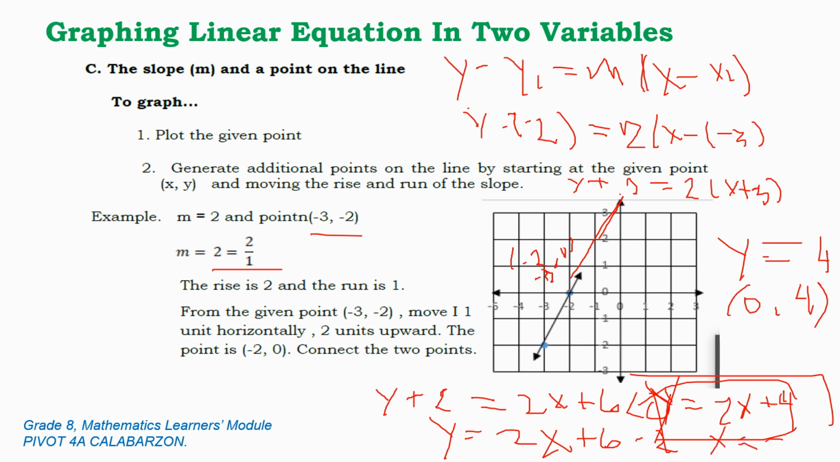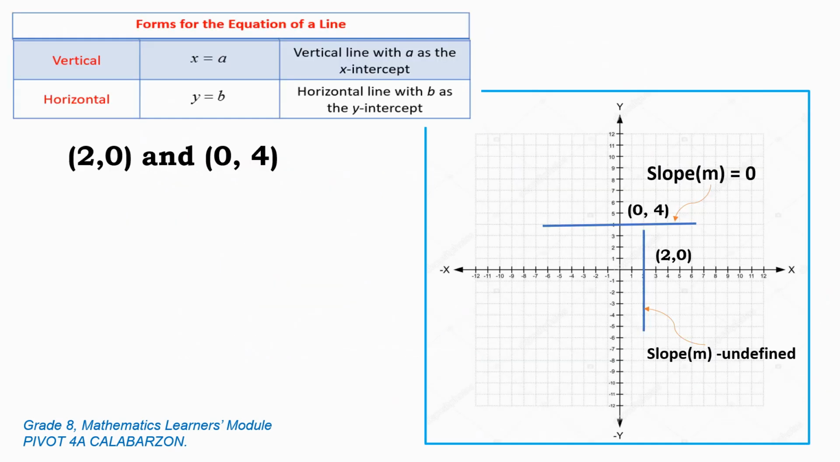Negative 2. Okay, so ito na yan. So nakuha natin dito, negative 2. So negative 2 is 0. Okay, so that is how to apply the point slope form. Okay, then ayan, malapit na tayo matapos.